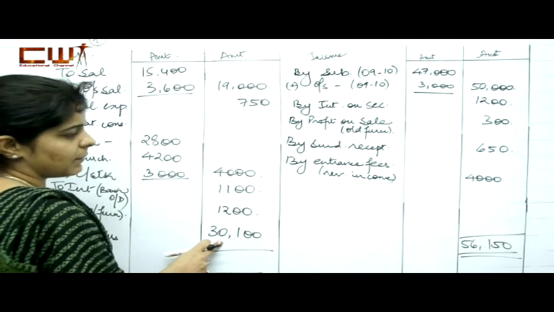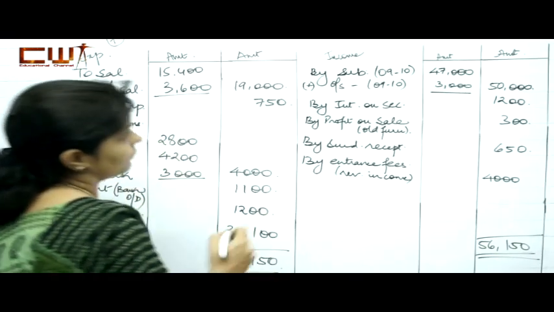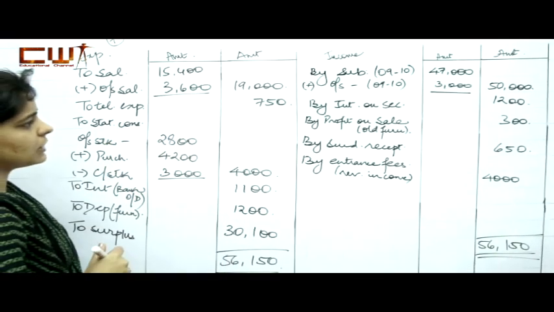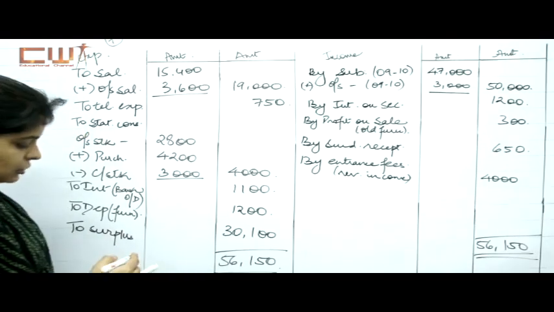The surplus is the balancing figure. The total will be 56,150. So this is the income and expenditure account. They have also asked you to prepare the balance sheet. Let's prepare the balance sheet now.